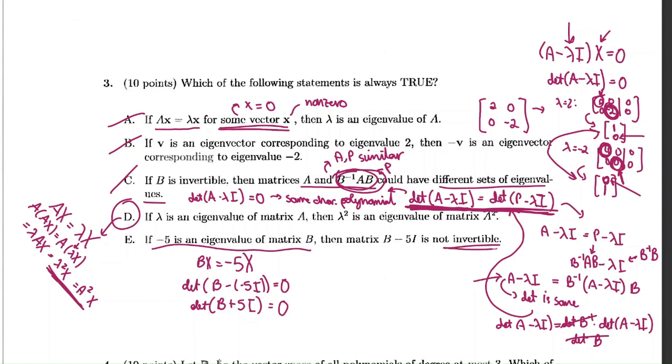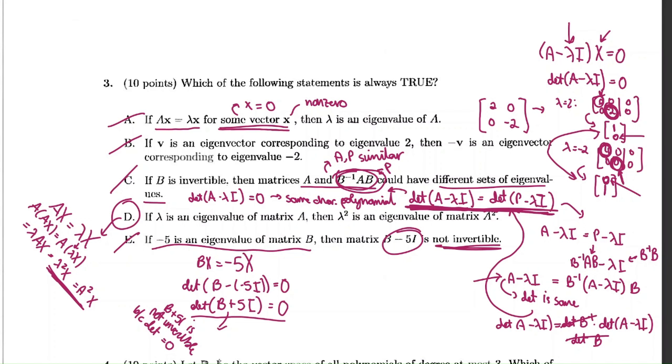Okay, so now it's asking about if something is invertible or not. Well, invertible means that the determinant of whatever it is cannot be equal to 0. However, the statement is saying that B minus 5I is not invertible, whereas what we have is that B plus 5I is not invertible. So let me just write that first. B plus 5I is not invertible because the determinant is equal to 0. But it doesn't say anything about B minus 5I, so this statement is false.